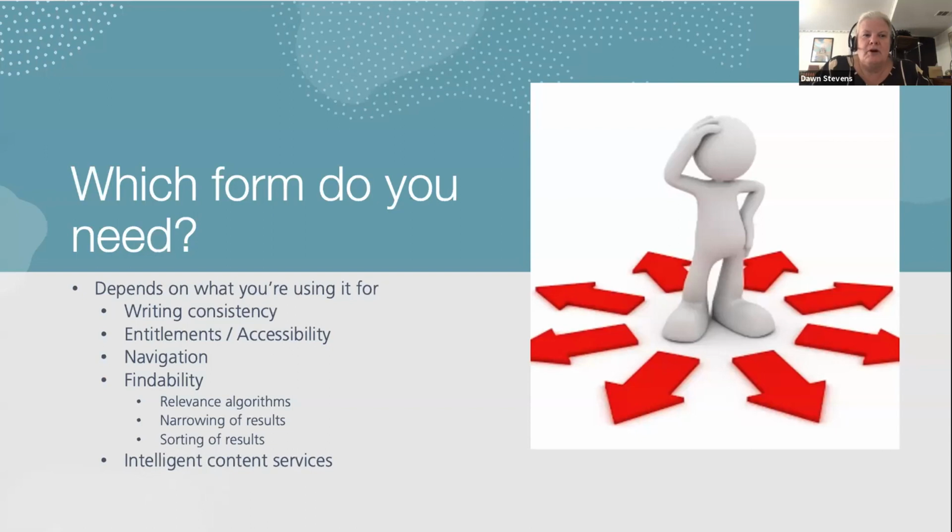So what form do you need? Well, it really depends on what you're using it for. If all we're really talking about is consistency in writing, you're probably good with a controlled vocabulary. As we start to add entitlements and navigations and findability, then a lot of these, the synonyms, the hierarchy, the facets, the thesaurus, those are things that are going to help you control how much content is being displayed in search results to your users. And so you might want to have better definition around those things, higher complexity in your taxonomical form.